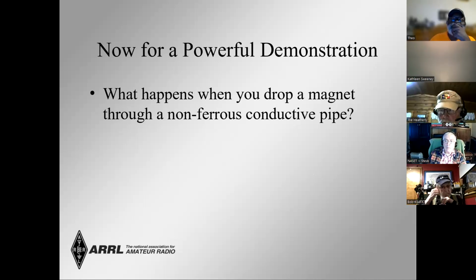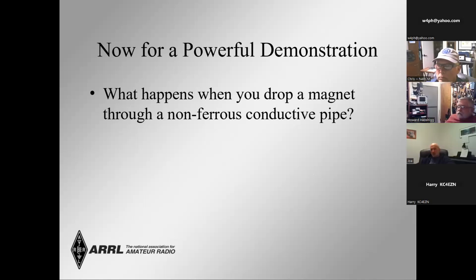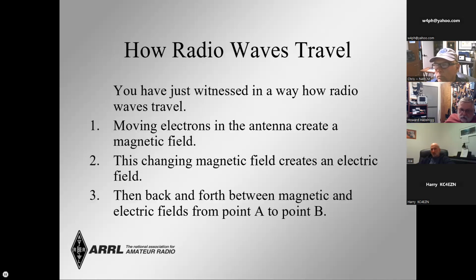And what happens is the moving magnetic field creates an electrical field in that pipe. That electric field creates a magnetic field that opposes the magnetic field of the magnet, which slows its dropping through the pipe. This is much the same way in which radio waves travel.